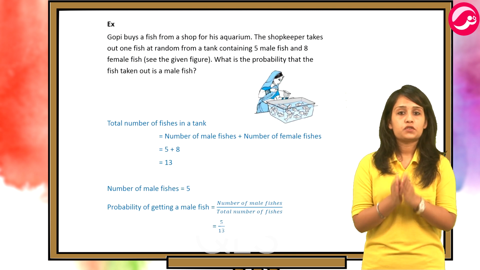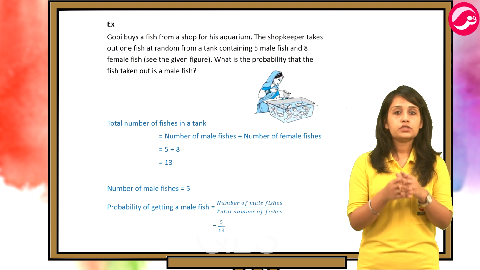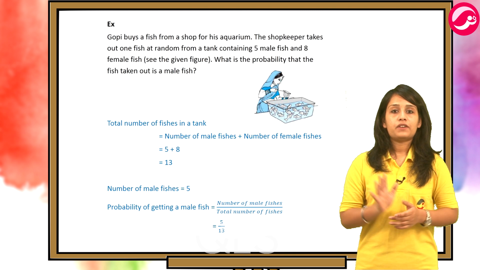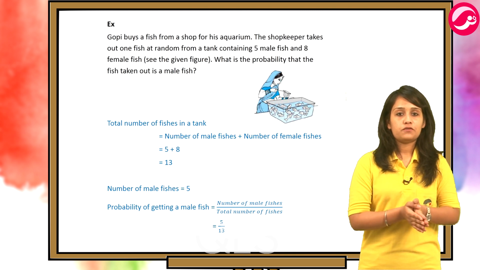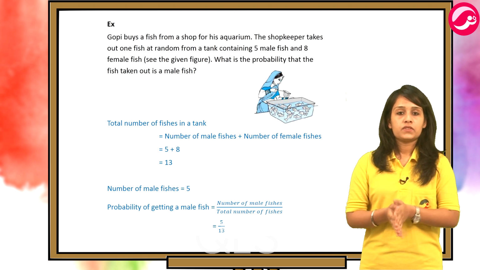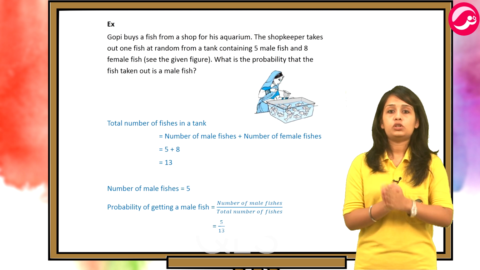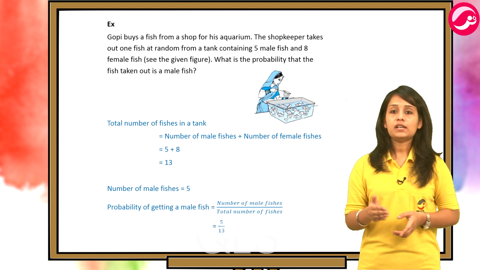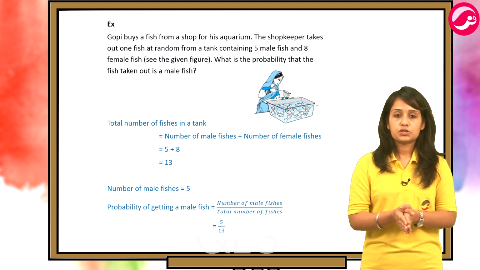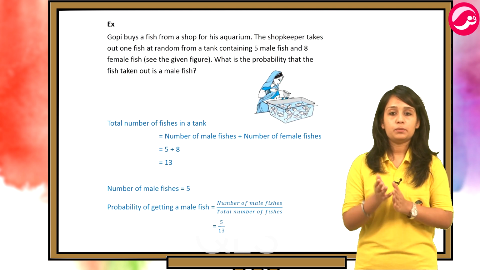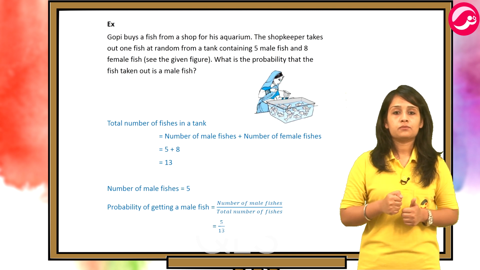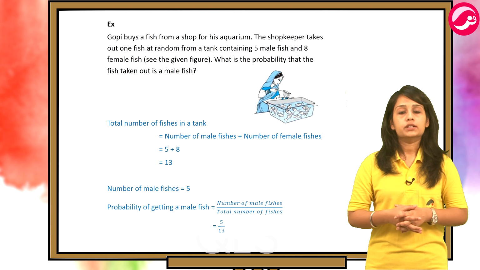Gopi buys a fish from a shop for his aquarium. The shopkeeper takes out one fish at random from a tank containing 5 male fish and 8 female fish. What is the probability that the fish taken out is a male fish? So, as probability of E is equal to the number of outcomes favorable to E divided by the number of all possible outcomes of the experiment, the probability that the fish taken out is male will be 5 divided by 5 plus 8, that is 5 by 13. So, I hope you are getting what we are doing over here.